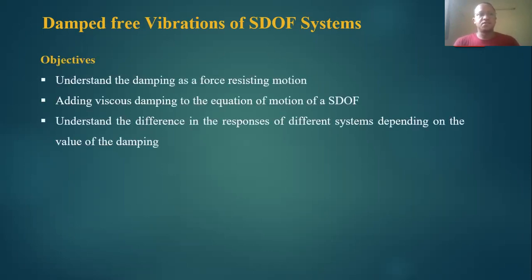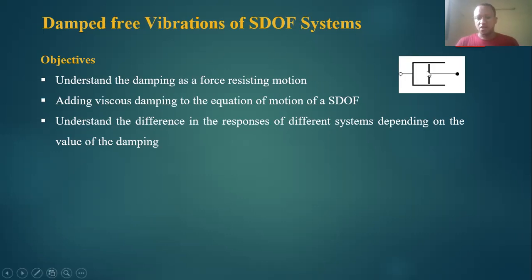The objective of today's lecture is to understand damping as a force resisting motion, adding viscous damping to the equation of motion of a single degree of freedom system, as we have discussed in the previous lectures. Understand the difference in the response of different systems depending on the values of damping. So this is a symbol for viscous damping.